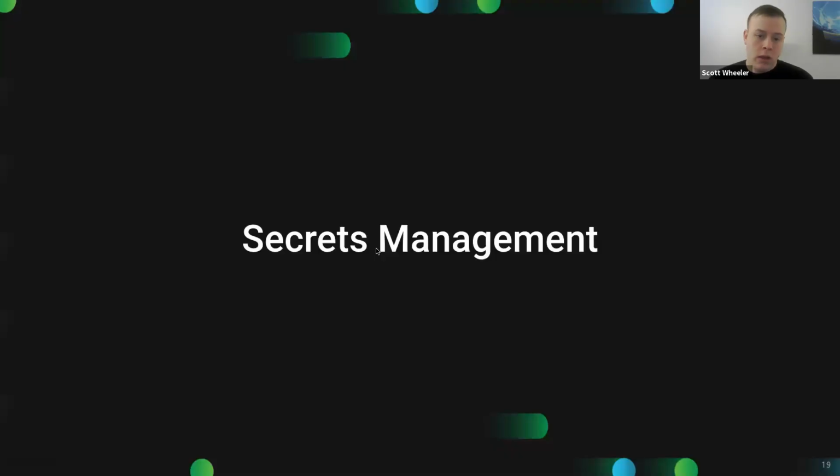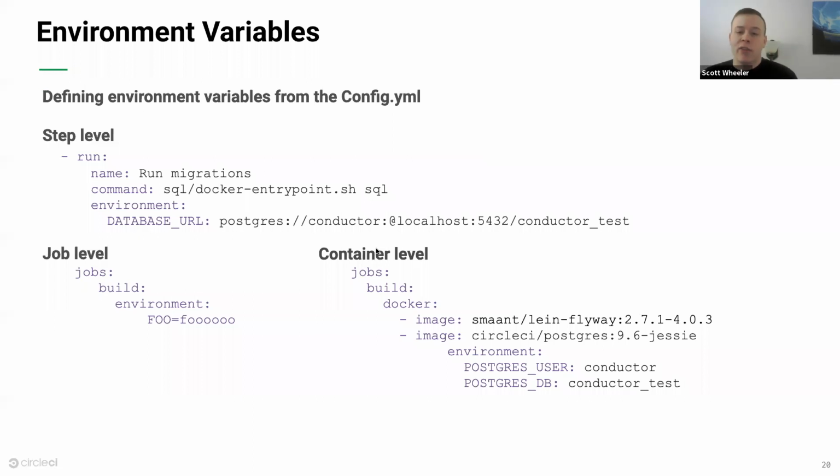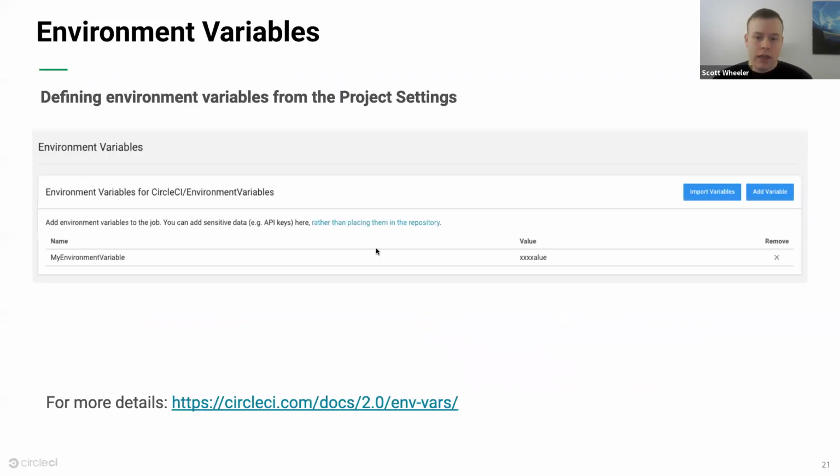Secrets management. There's a couple different places to define environment variables. Secrets can be injected in the config.yml using the environment identifier key. This can be provided at the step, job, or container level, depending on your use case. Environment variables can also be injected from the project settings, which provides a project level secret store for environment variables that your application will need to run.